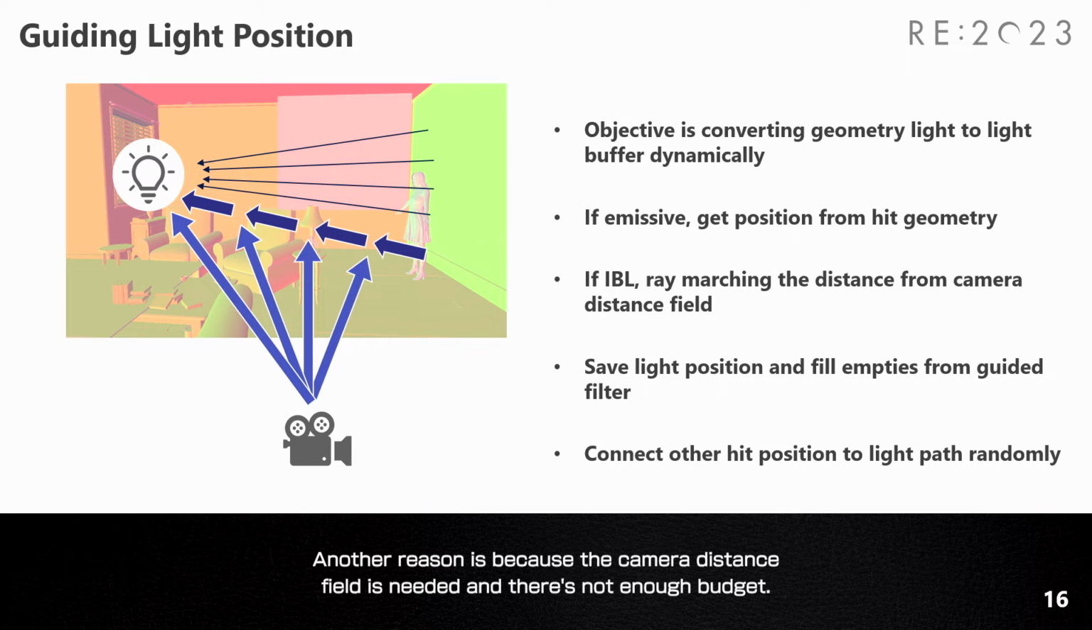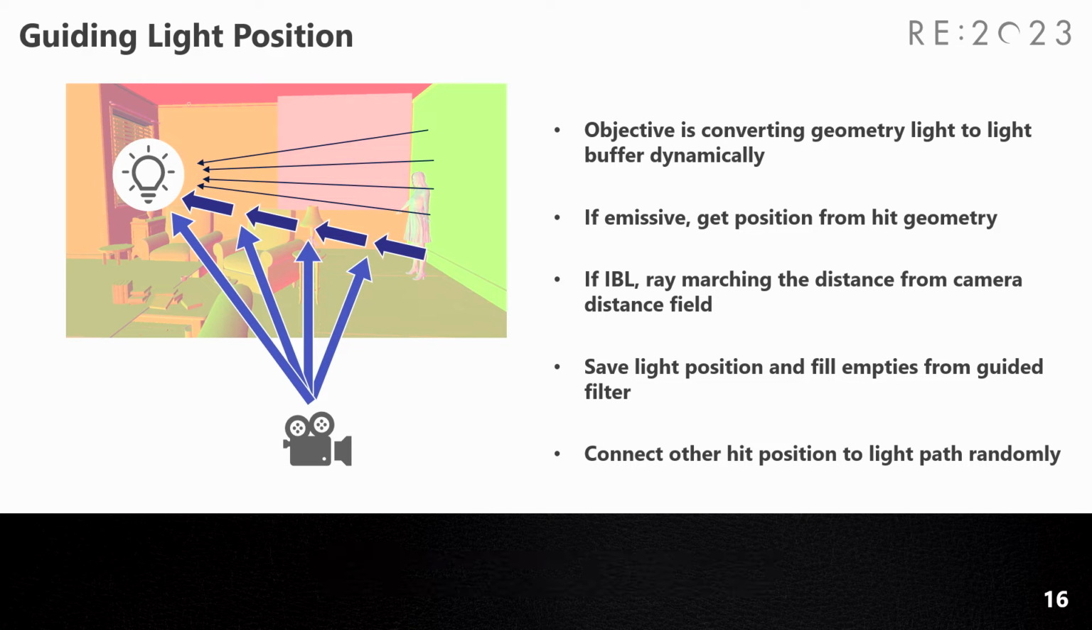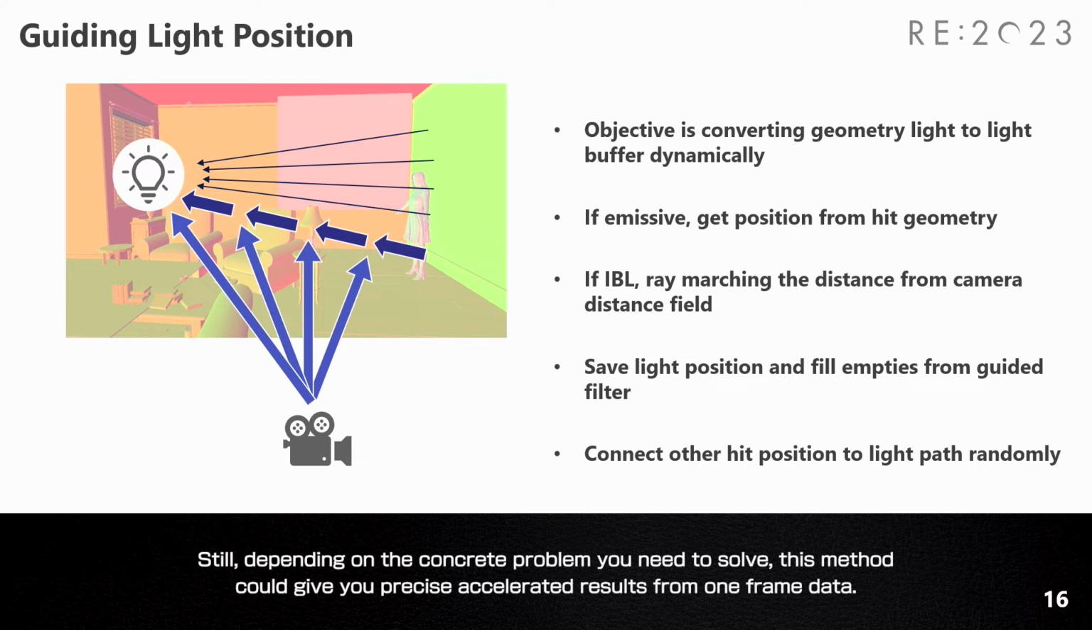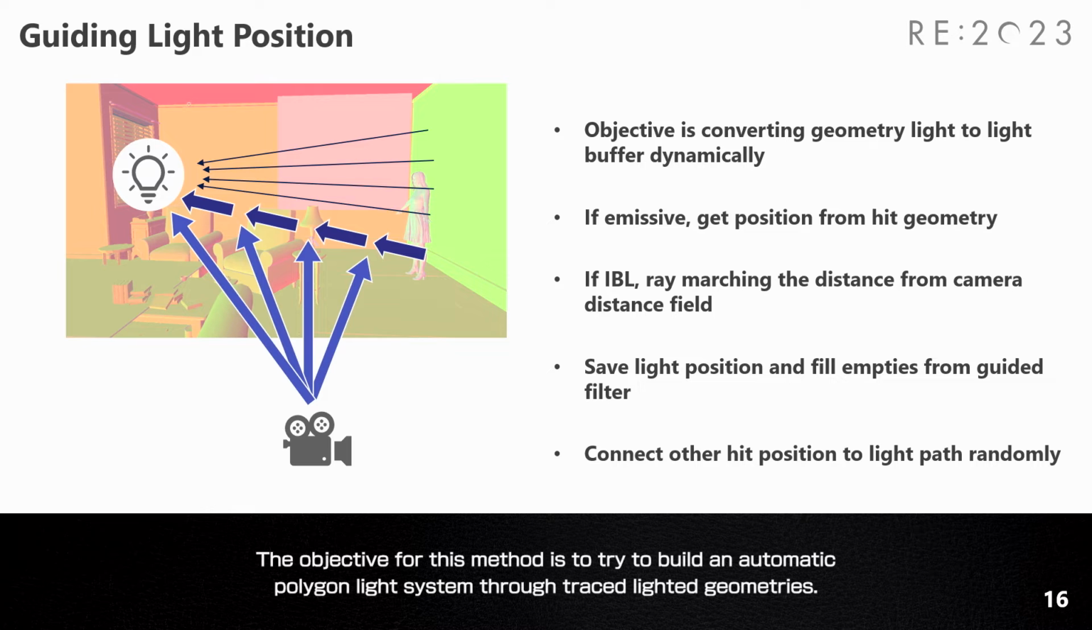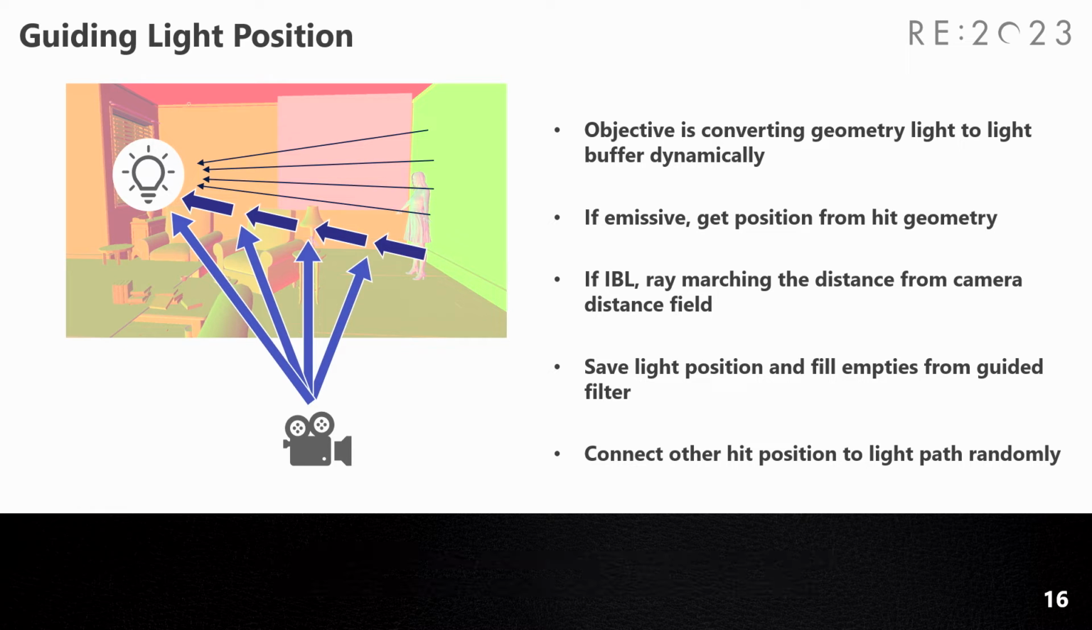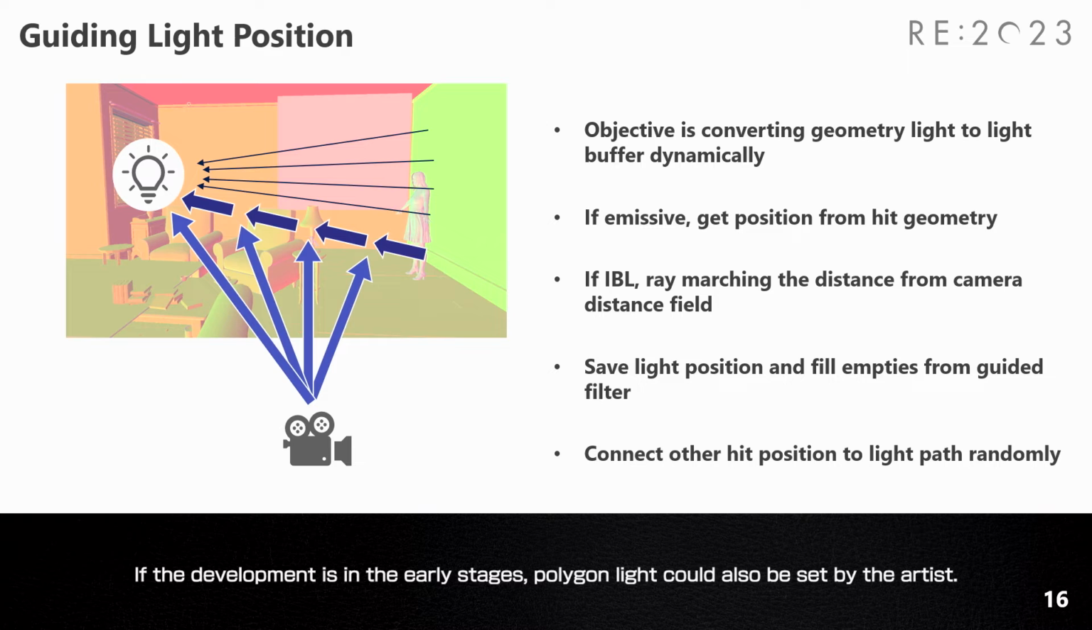Another reason is because the camera distance field is needed and there is not enough budget. Still, depending on the concrete problem you need to solve, this method could give you precise, accelerated results from one-frame data. The objective for this method is to try to build an automatic polygon light system through traced lighted geometries. If the development is in the early stage, polygon light could also be set by the artist.